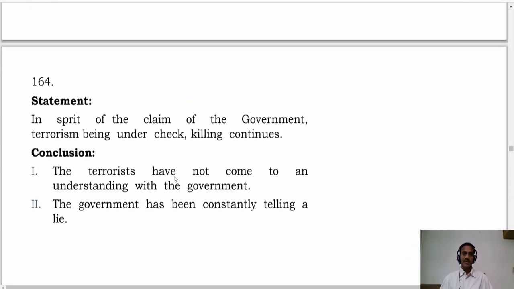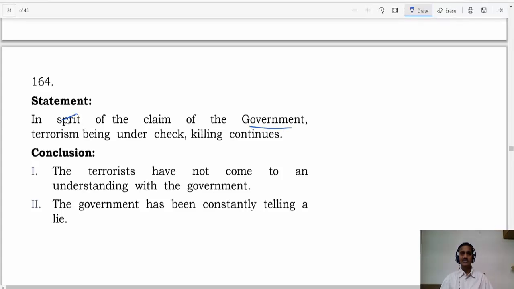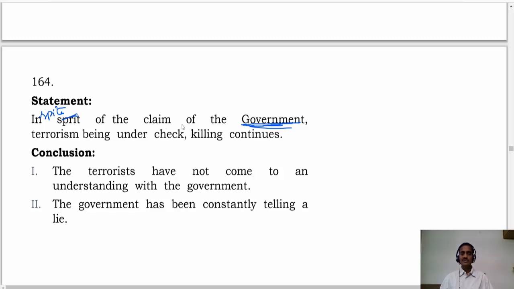Then 164. In spite of the claim of the government. In spite, it is not spirit. In spite of the claim of the government, terrorism being under check, killing continues. Whatever the government says, even when they claim that terrorism is under check, that is, under control, killings continue. Even when the government claims terrorism is under our control, killings are still going on and continuing.